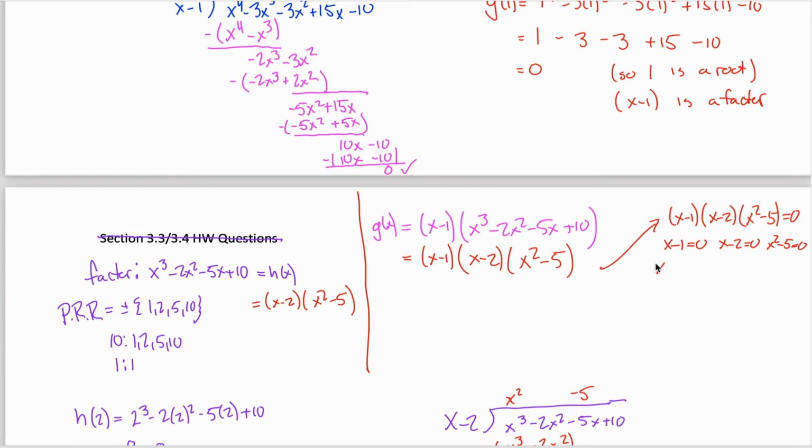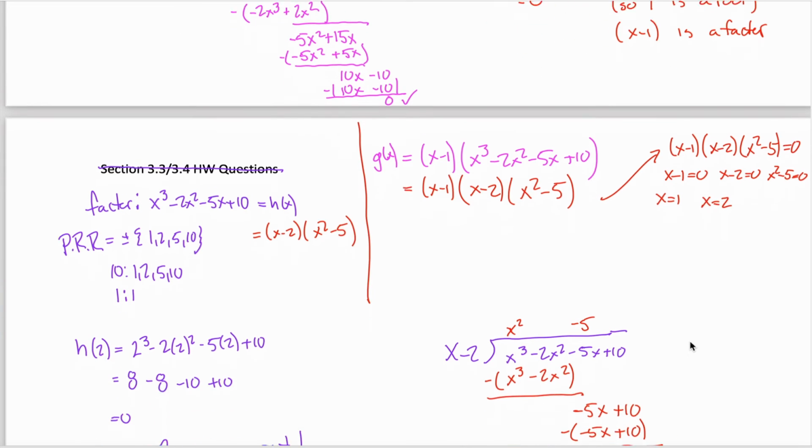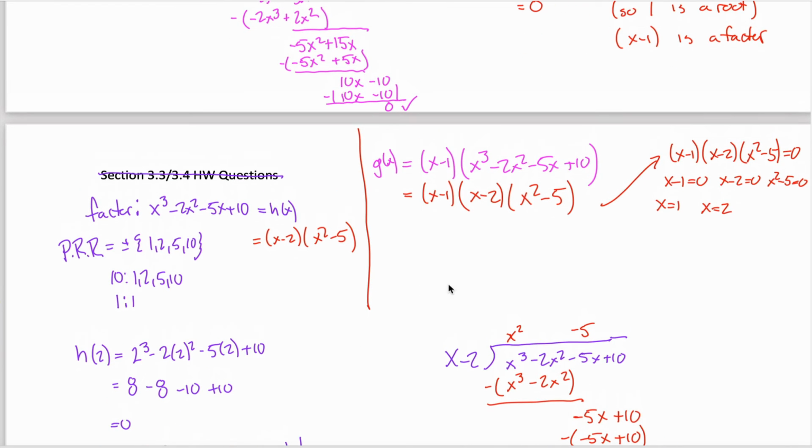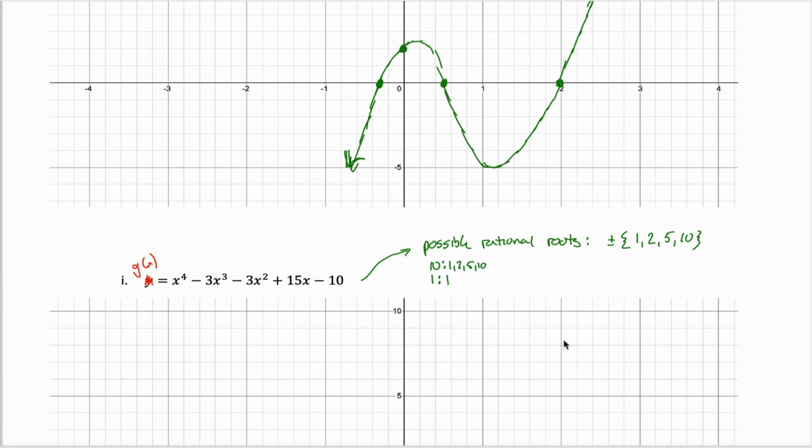From this first equation, we get the root at x equals 1, which we found above. From this second equation, we get the root at x equals 2, which we found down over here. And from this third equation, if we add 5 to both sides of the equation and then take the square root of both sides of the equation, we get plus or minus the square root of 5 as roots of this polynomial. Note that the square root of 5 is not a rational number, so it didn't show up in our list of possible rational roots.